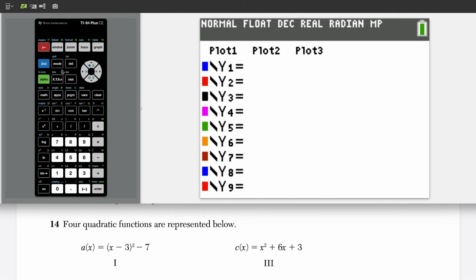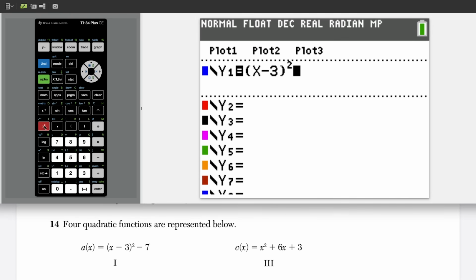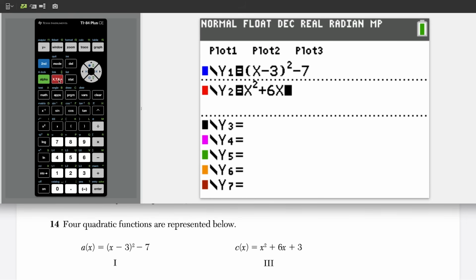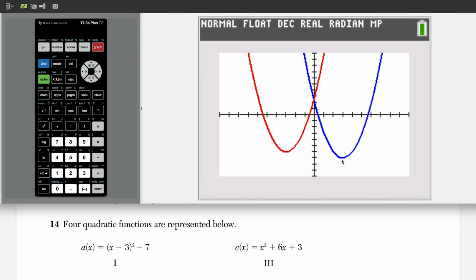So we could go over to the y equals and we'll type in the functions. So I'll type in a of x first. We have parentheses x minus 3 squared, and then we have minus 7. And then for the next function, c of x, I'm typing in x squared plus 6x, and then plus 3. And we press graph, and I think it's obvious here that a of x, which I graphed in blue, has a smaller minimum value than what we have here in red for c of x.